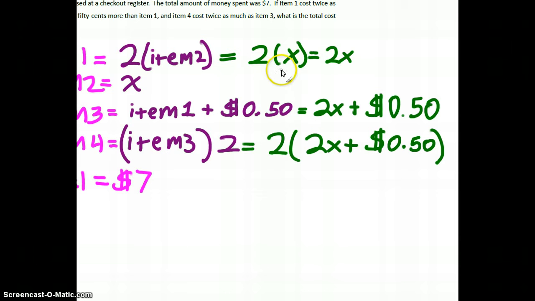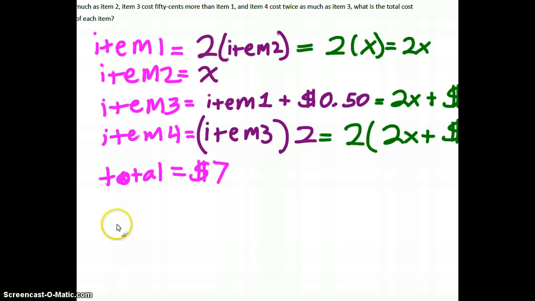Well, they want to know what's the price of each one of these items. So we know that if we take the cost of item 1, which is 2x, plus the cost of item 2, which is x, plus the cost of item 3, which is 2x plus 50, plus the cost of item 4, it should all come out to be $7. So let's actually write what that's going to look like.